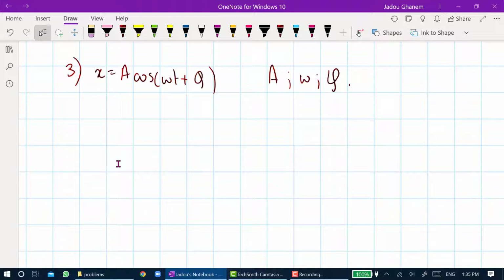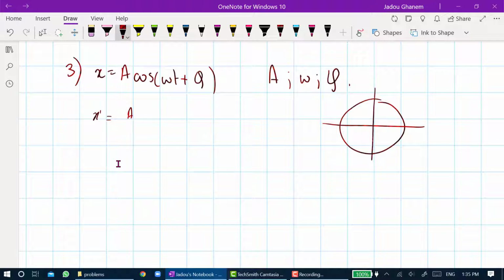So you must go and write x prime equal, a is constant, it will remain here, and if you just go and remember the math part, once we derive, we go clockwise. Once we integrate, we go anti-clockwise. So cosine will be changed into minus sine.